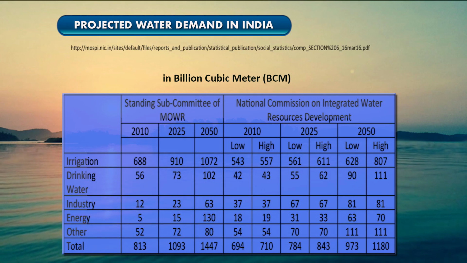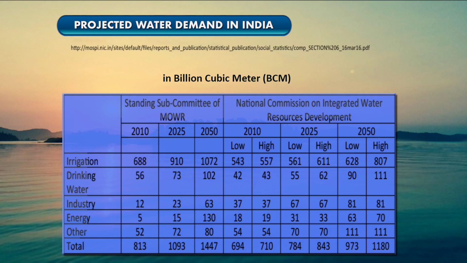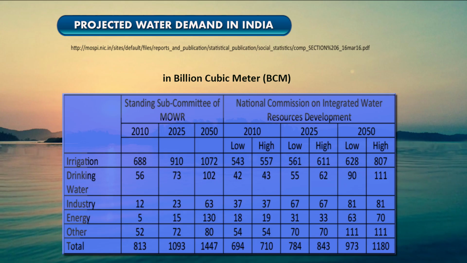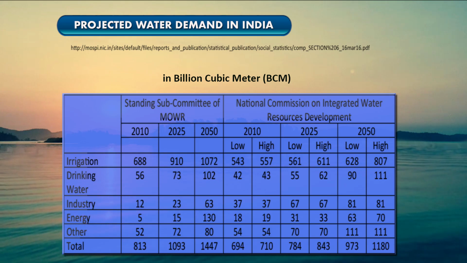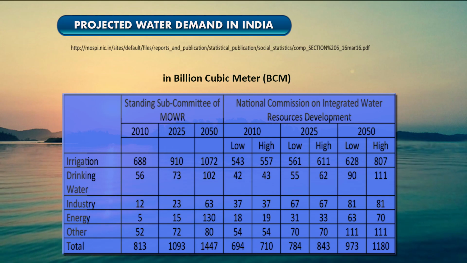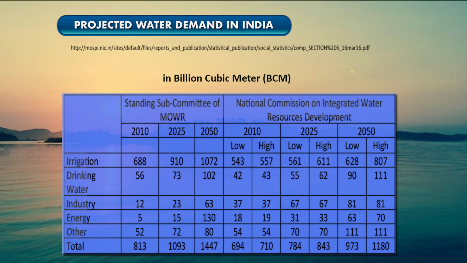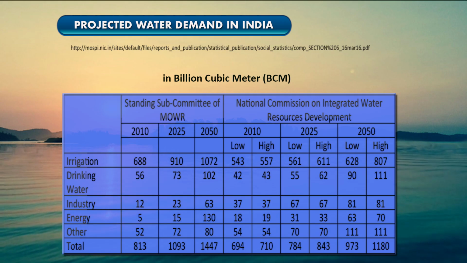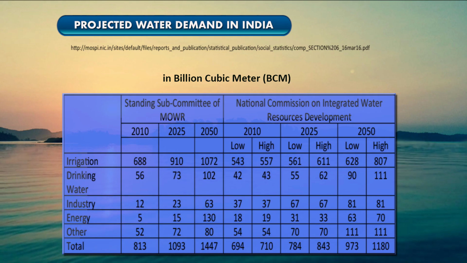The total projected demand given by the Standing Committee of the Ministry of Water Resources, you can see here, in the year 2025 is 1093 billion cubic meters, which will increase to 1447 billion cubic meters in the year 2050. So there is more than 1.5 times increase in the water demand over 25 years. There is a continuous increase in the water demand over a period of time.